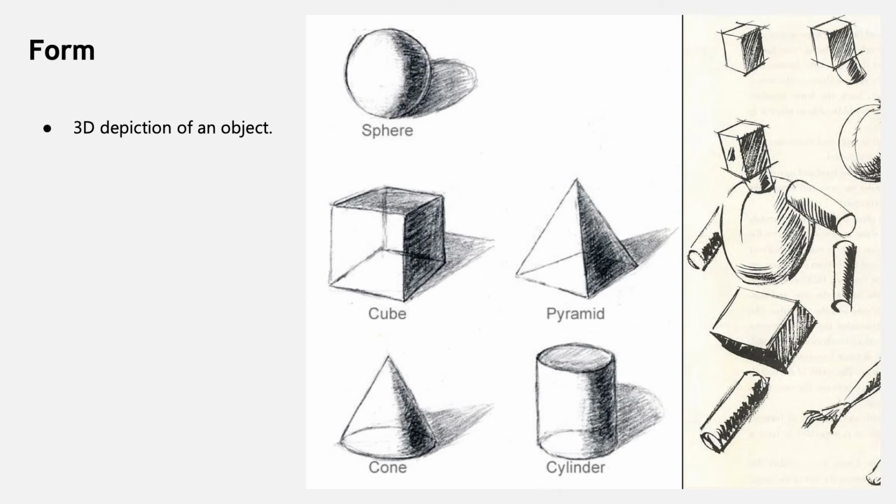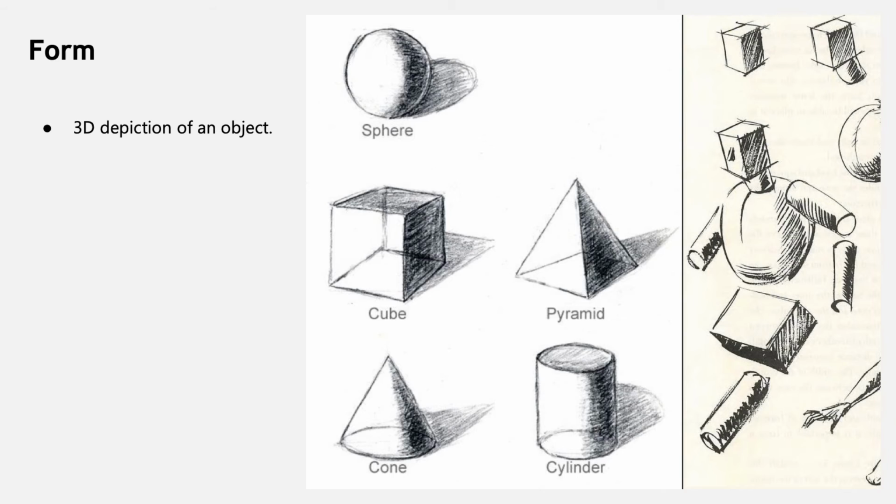But the big difference is that form is depicting the object more accurately to the way it would look in real life. And this is hopefully a part of the lesson where you're starting to realize the interconnectedness of these elements and how they are used in combination with one another.